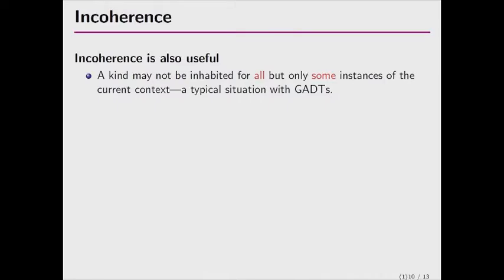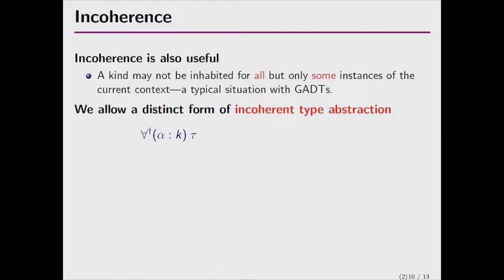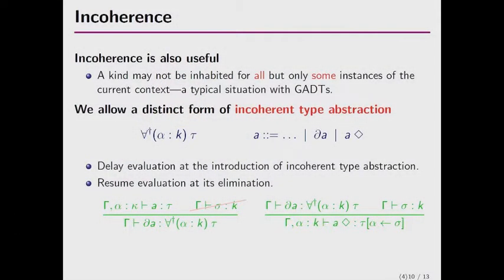However, we also want to deal with incoherent kinds, because there are situations where a kind won't be coherent for all instances of the context, but only for some of them. And this is a typical situation when you type check GADTs. So we introduce yet another form of quantification, which is the inconsistent polymorphic abstraction, where the kind may be inconsistent. As a counterpart, because we cannot reduce if we assign a term such a kind, we cannot reduce under it, so we need to introduce a new construct to freeze the abstraction when we introduce such a kind, and then another construct to unfreeze it when we instantiate the kind.